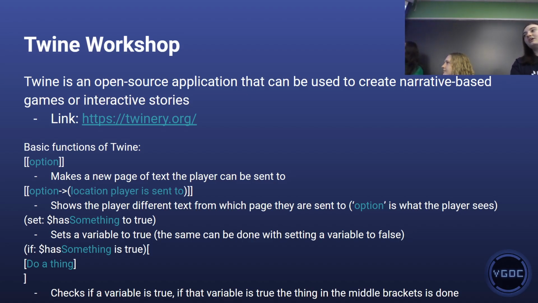So for example, if you only want an option to show up to a player if they have gotten this certain thing through going through a pathway, like the magic amulet, you would want to use an if statement and then put that option in the do a thing brackets. Now you can cast fireball.